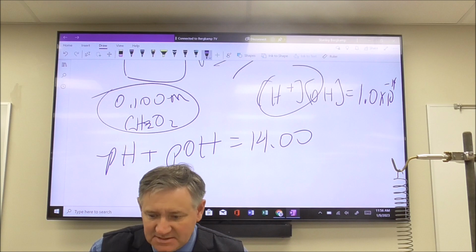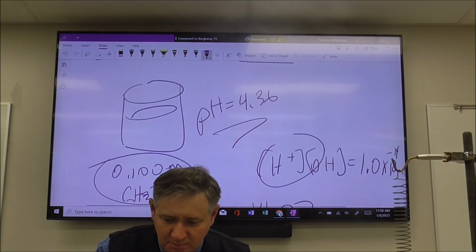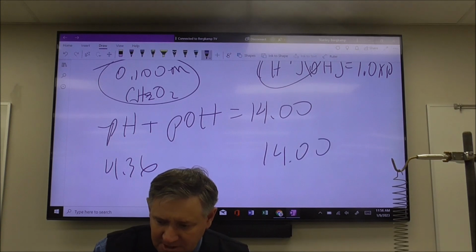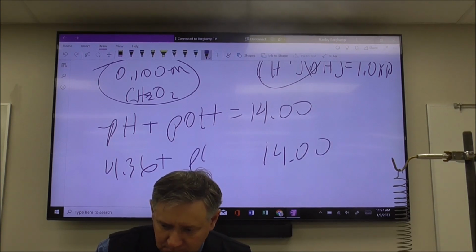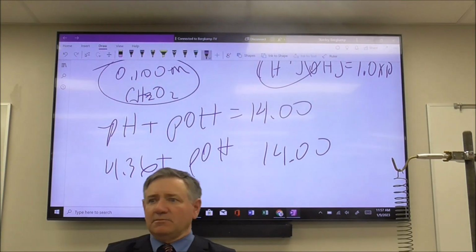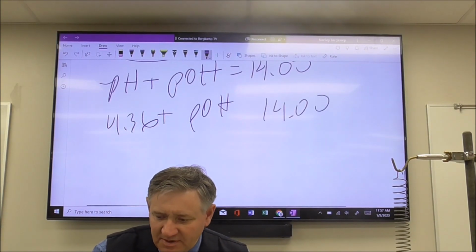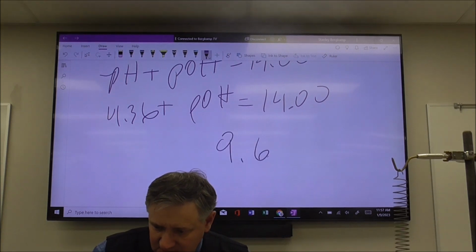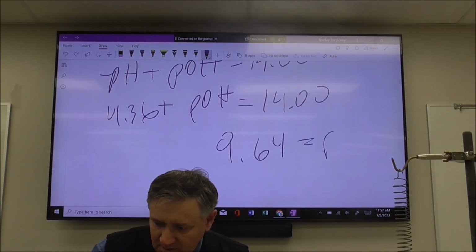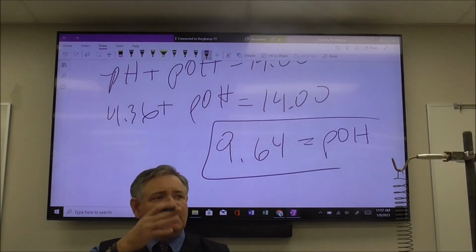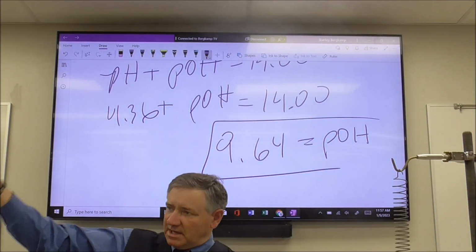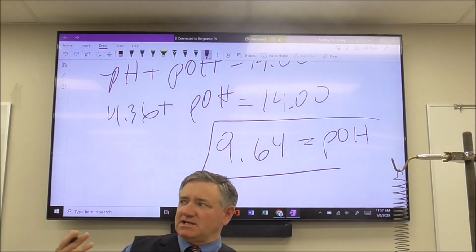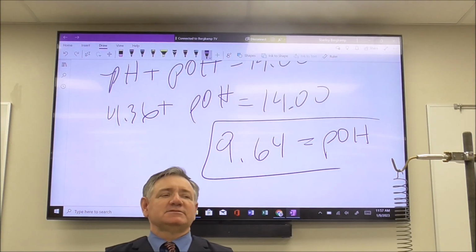So, in this case, I know my pH is 4.36. How can I find my pOH then? Yeah, don't make this difficult, right? If I take 14 minus the 4.36, I get 9.64. So there's my pOH, because my pH plus my pOH always have to add up to 14. Okay, and again, it's a nice number. I'm not making it add up to 16.35. It adds up to 14.